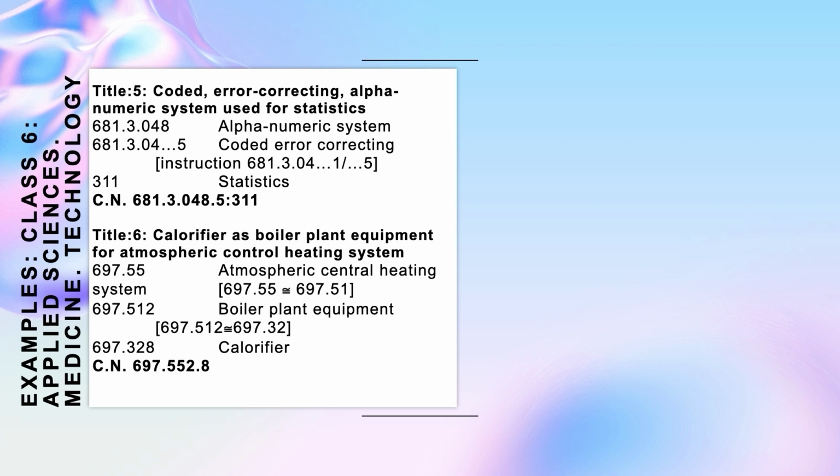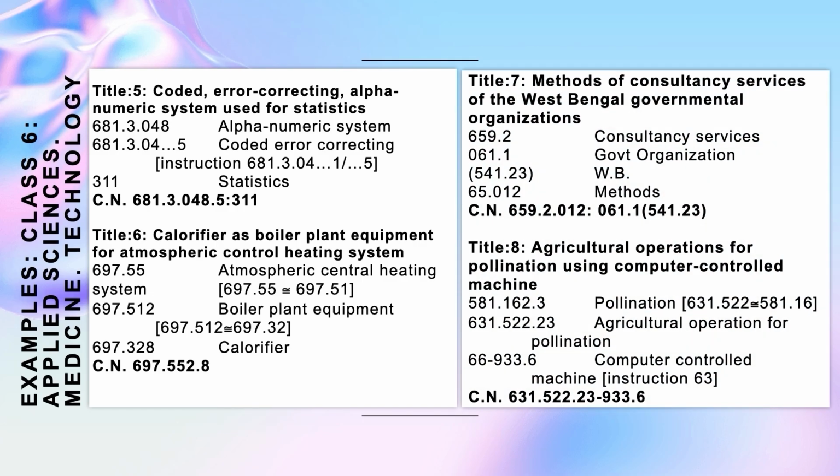So atmospheric central heating system, the class number is 697.55 and there is an instruction that is 697.55 subdivided as 697.51, and you see in 697.512 there is a boiler plant. Again there is an instruction that is 697.512 subdivided as 697.32 and the calorifier number is 697.328. So class number will be 697.552.8. Then title 7, method of consultancy service of the West Bengal government organization.